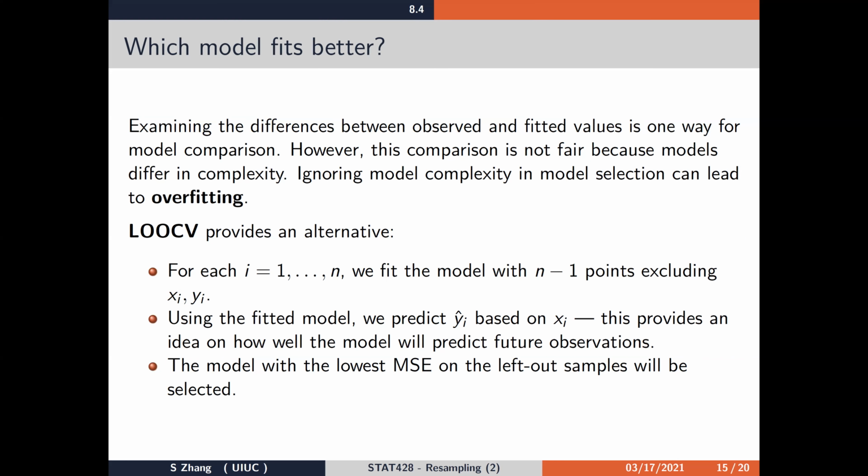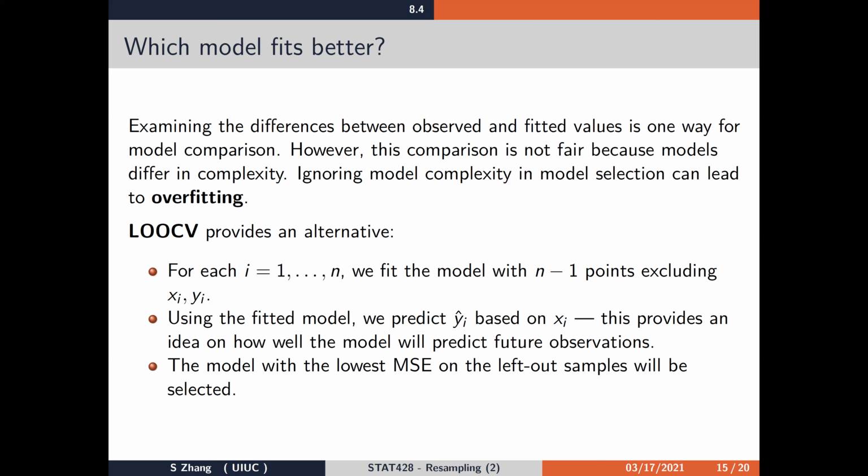So an alternative to this is using leave-one-out cross-validation. Specifically, for each i between 1 and n, we fit the model with n-1 observations, excluding x_i and y_i. So we leave one out and fit the regression.